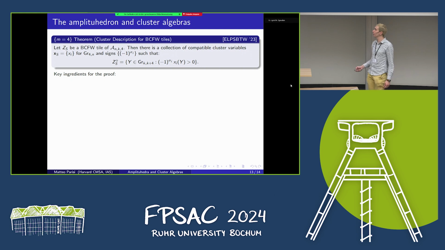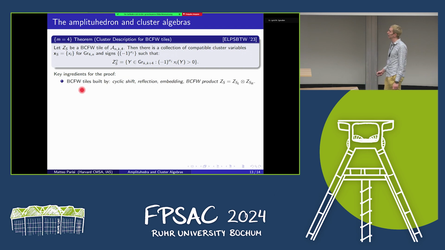The key ingredients of the proof, briefly. The BCFW tiles, I haven't defined here. It takes a bit of time, but they can be built recursively using three simple operations in the Grassmannian called cyclic shift, reflection, and embedding or insertion of zero columns. These are pretty well known. But the key ingredient is called the BCFW product, which allows you to glue two smaller tiles to make a bigger one. This is the key of the BCFW recursion.